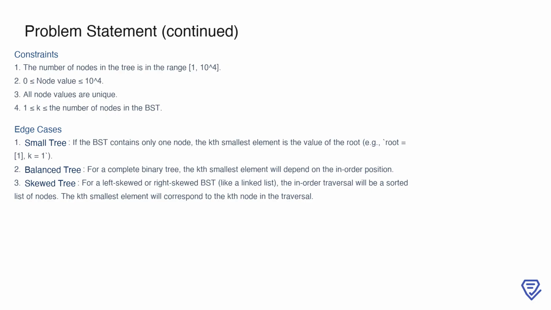Some edge cases to consider include a tree with only one node, where the kth smallest element is simply the root value. For a balanced tree, the kth smallest element will depend on its position in the sorted order of an in-order traversal. In a skewed tree, where all nodes are either left or right children, the traversal will look like a sorted linked list, and the kth smallest element will correspond directly to the kth node in that traversal.